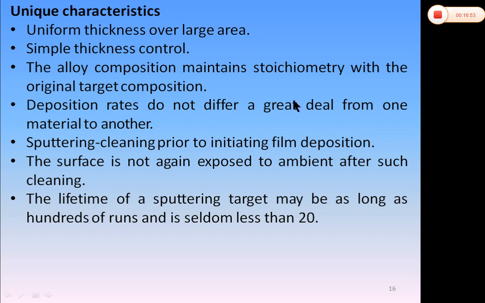Sputter cleaning: prior to initiating film deposition, we have to clean our material. The surface is not again exposed to ambient after such cleaning. We must not spoil the surface when we do the sputtering. The lifetime of a sputtering target may be as long as 100 runs and seldom less than 20.